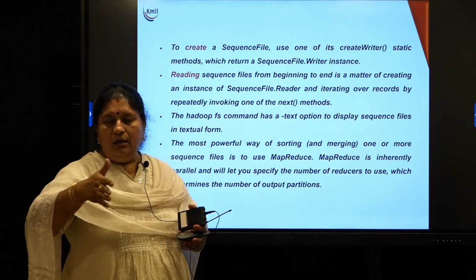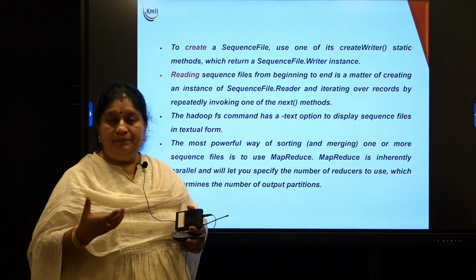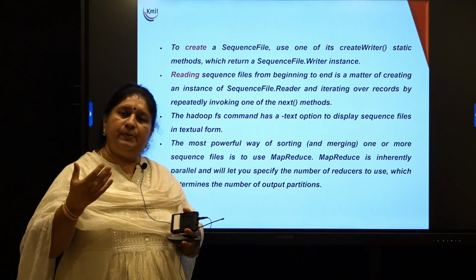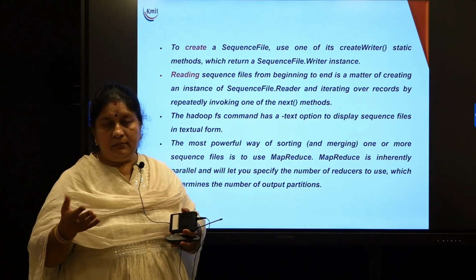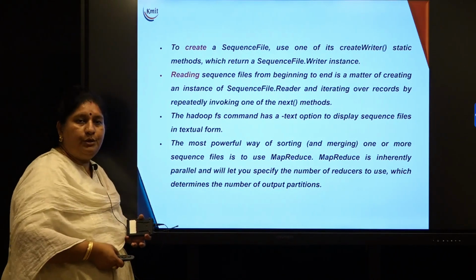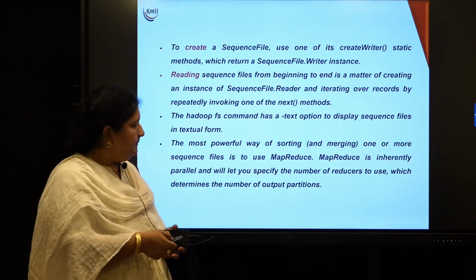So, how many outputs do I expect in a calendar year? Maybe 12 outputs. For every output you are expecting, you can specify a reducer. So, likewise you can specify how many reducers you want to have depending on how many output partitions you are expecting.